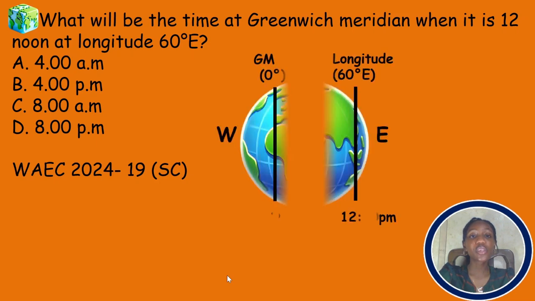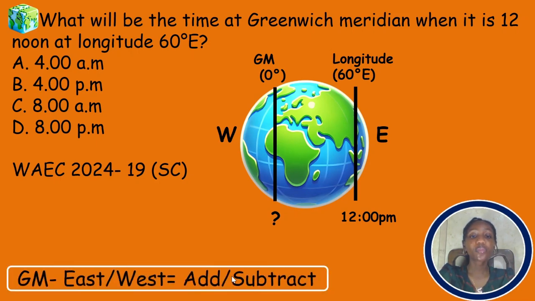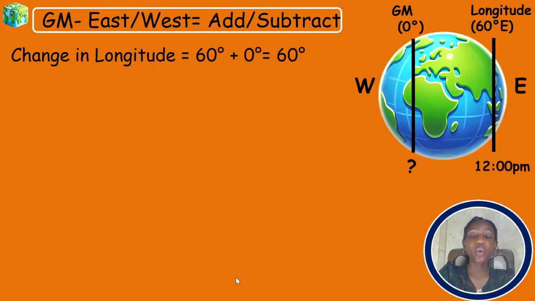So now let's illustrate our given parameters. As you can see, they expect you to know that the Greenwich Meridian is on longitude 0. Since we are dealing with a place on the equator, we'll be using the following principle: add or subtract. Now let's solve our question. As usual, for the equator question, we either add or subtract. The answer will still be the same. So we get 60 degrees.